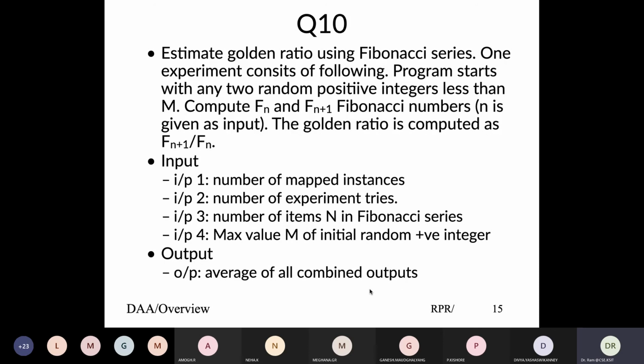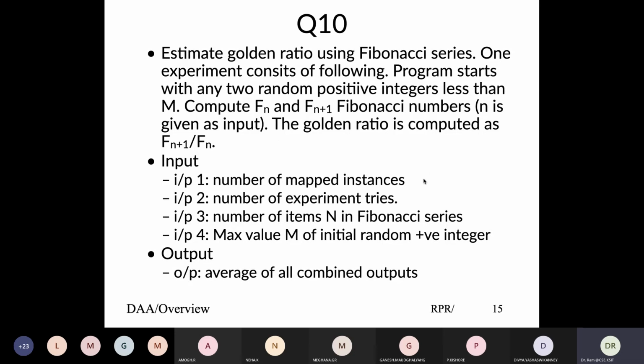Question number 10: same golden ratio, but using the Fibonacci series. You take 2 random numbers A and B, and keep generating the Fibonacci series: A, B, A plus B, then A plus B plus the previous number B, and keep adding. So you generate the nth number. If you take the ratio F(n+1) by F(n), that again gives you the golden ratio. It doesn't matter what 2 numbers you start with. If n is large enough, you'll come to the golden ratio.